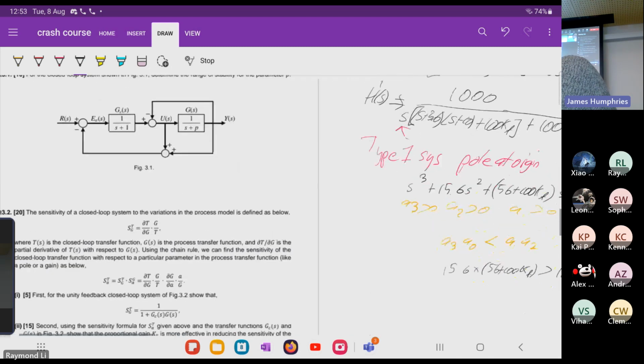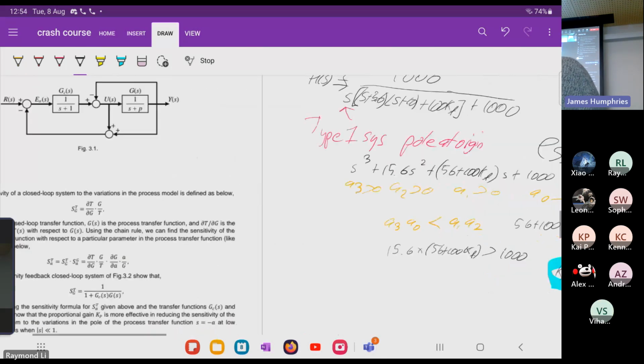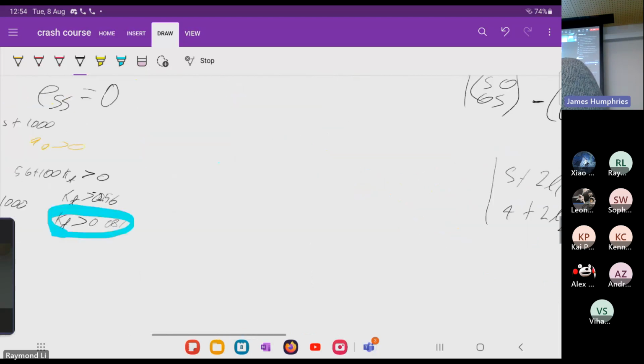Maybe start writing the output in terms of stuff. Yeah, work backwards. That seems reasonable to me.